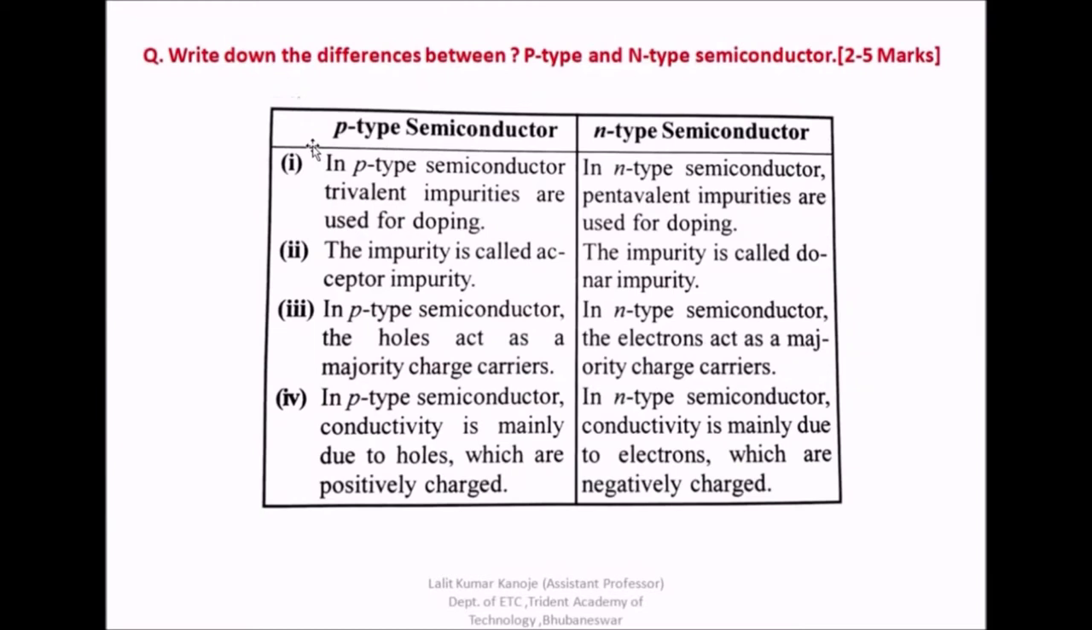Write down the differences between p-type and n-type semiconductor. In p-type semiconductor, trivalent impurities are added. In n-type semiconductor, pentavalent impurities are added. In case of p-type, the impurities are called acceptor impurity. In case of n-type, the impurities are called donor impurity. Now, the fourth point: in p-type semiconductor, conductivity is mainly due to holes, which are positively charged. This is very important. In n-type semiconductor, conductivity is mainly due to electrons, which are negatively charged.